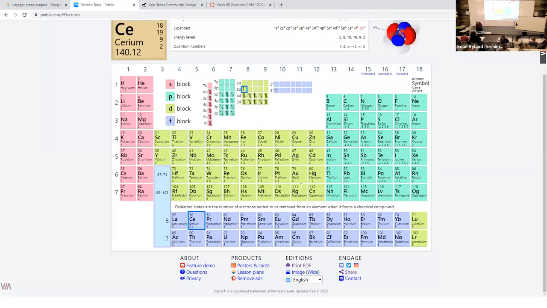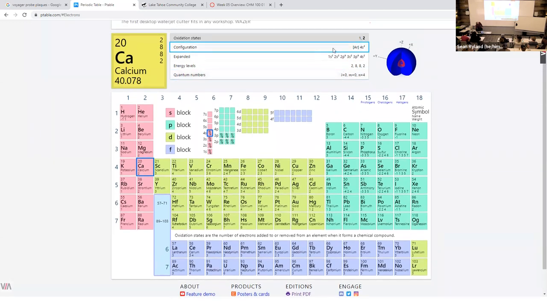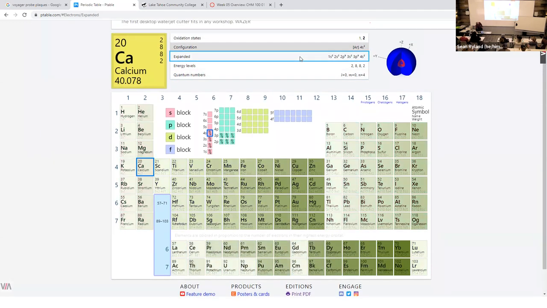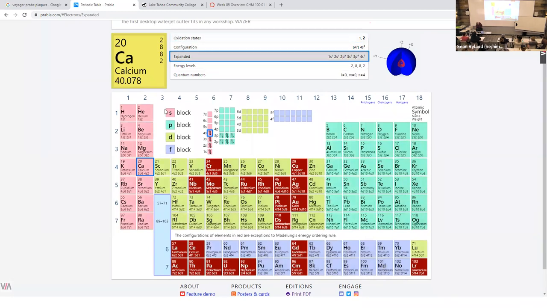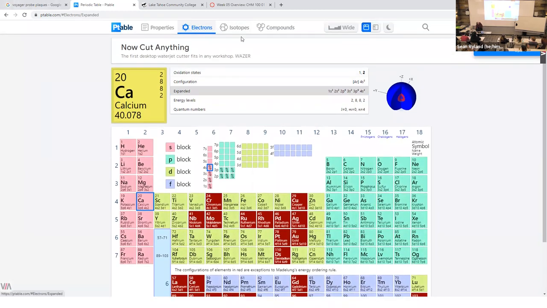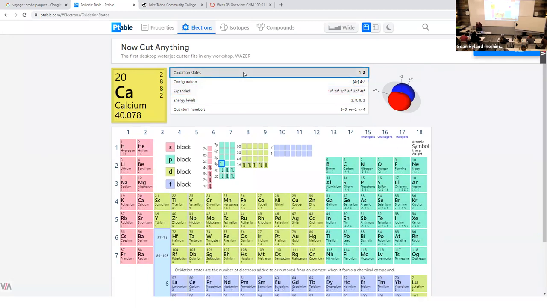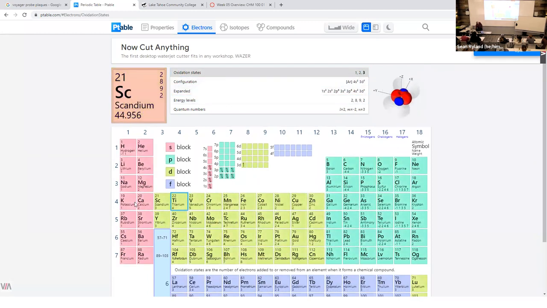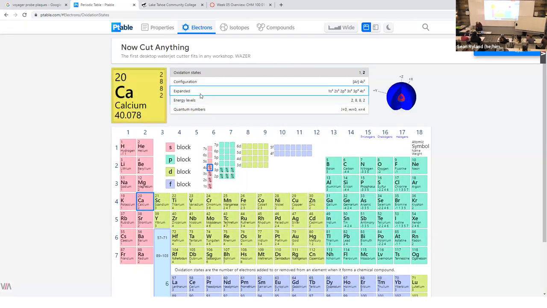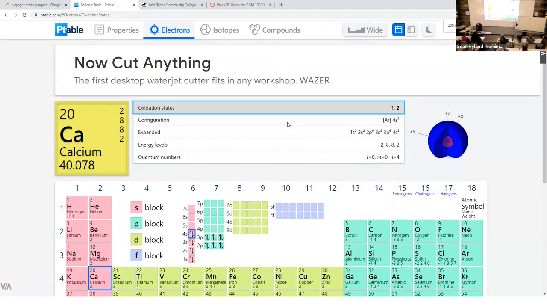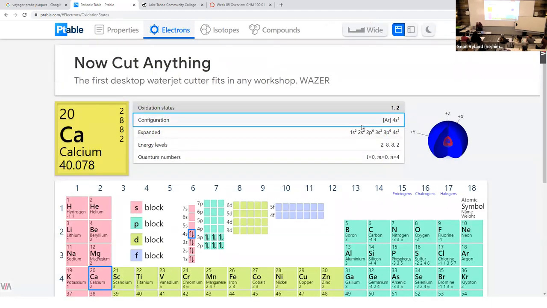How many valence electrons? And we can even use the little figure at the top here. The electron configuration for calcium. Okay, that works. So for calcium, calcium's electron configuration is 1s2, 2s2, 2p6, 3s2, 3p6, 4s2. How many valence electrons? Two.